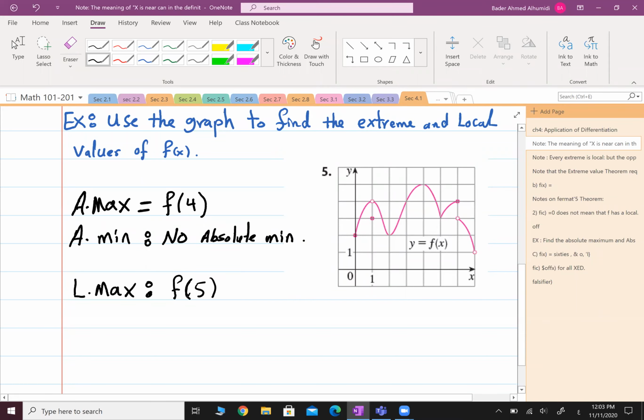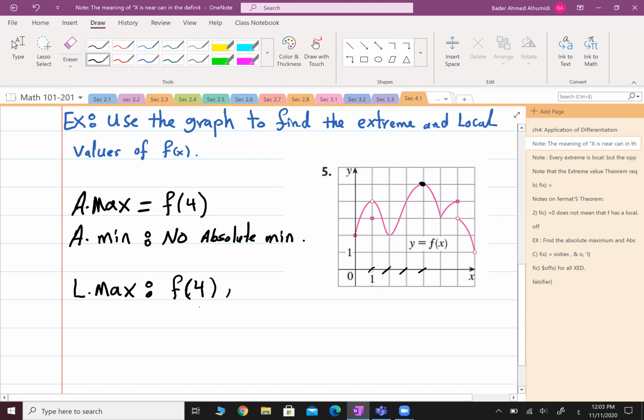Do we have any other local maximum? f of 4. Let's see, this is 1, 2, 3, 4. This is what I mean by here, 4. Yes, this is 4. Okay, this is 1, 2, 3, 4. So this is at 4. Yes. Any other point here? Yes, at 6.